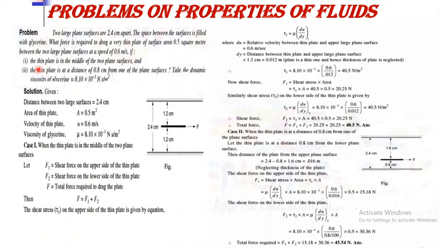First, if the thin plate is in the middle of the two plane surfaces, and second, if the thin plate is at a distance of 0.8 centimeter from one of the plane surfaces. Take the dynamic viscosity of glycerin as 8.1 × 10^-1 Newton second per meter square.